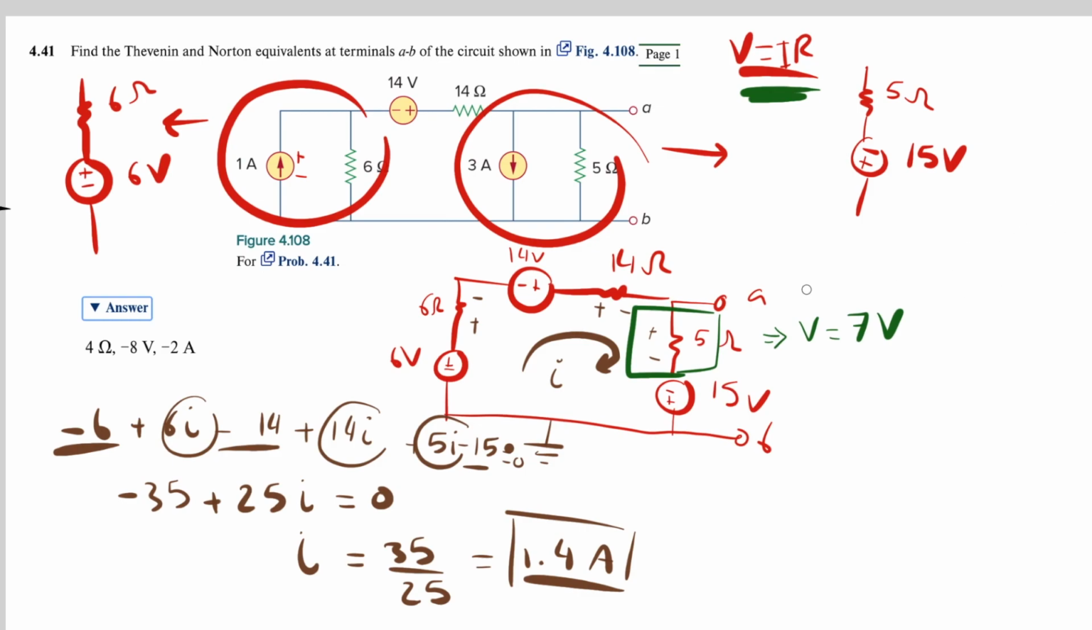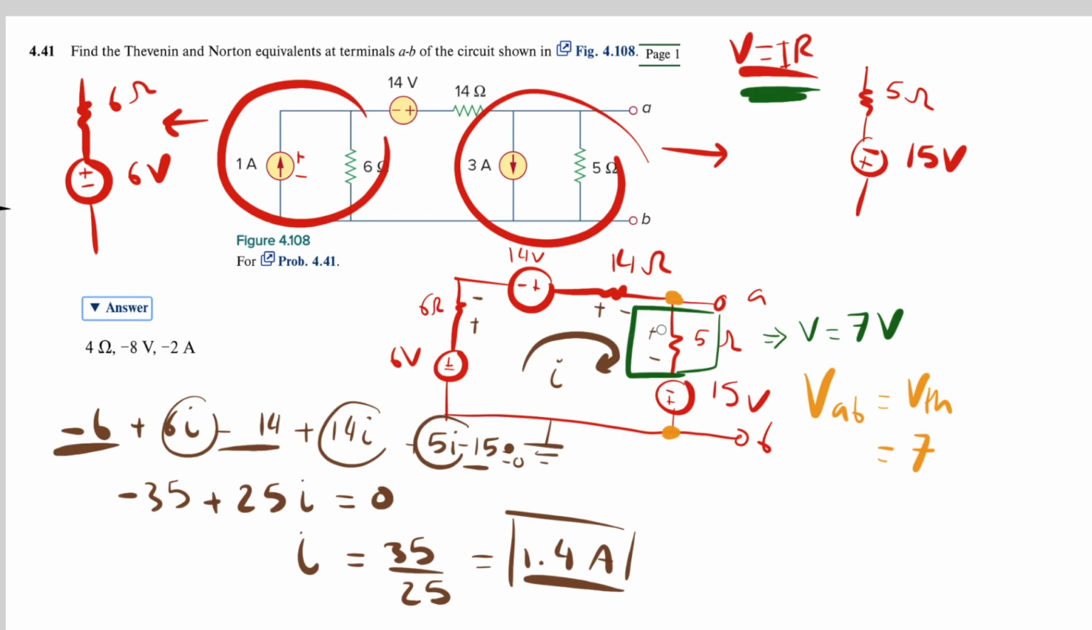Okay, and now V Thevenin is what? The voltage here and here, right? So what's between those two terminals? You have 7 volts and then minus 15, right? This is the polarity here, plus minus, and this is minus plus. So V AB or V Thevenin is what? It is 5 plus minus 15. Sorry, it's not 5, it's 7, right? This is the voltage drop here, 7 plus minus 15, which is minus 8 volts. Okay, so this is your V Thevenin.